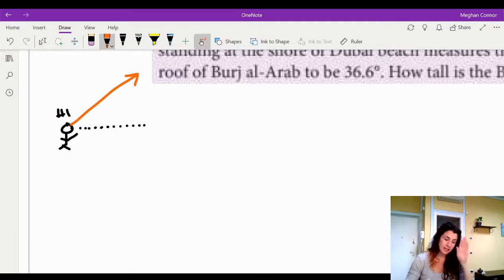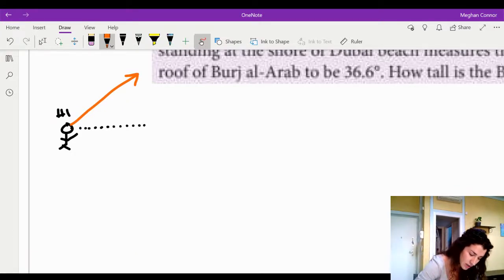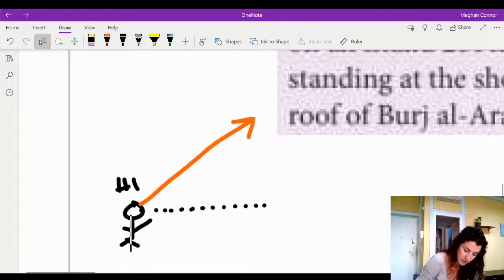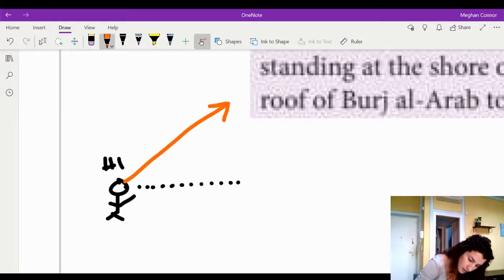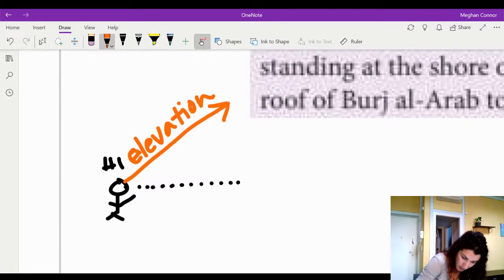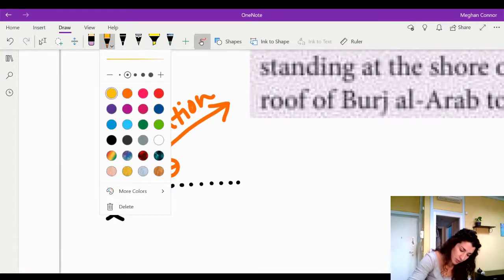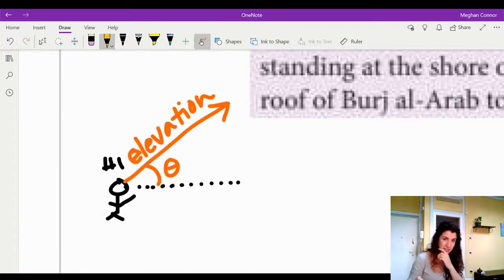And your line of sight, if it goes up, is an angle of elevation. And the angle is measured here from your horizontal up to the angle of elevation. That is how it is measured. Versus your angle of depression.